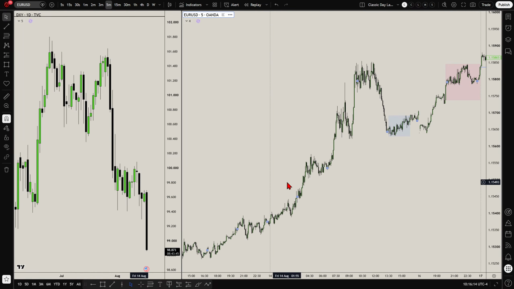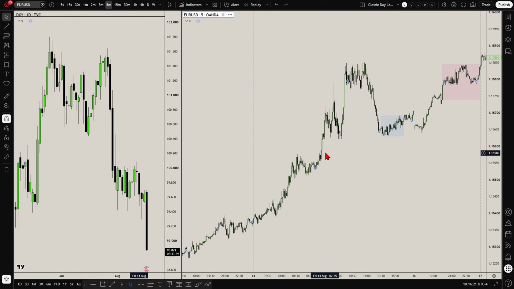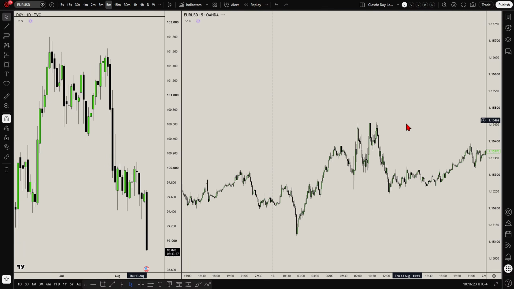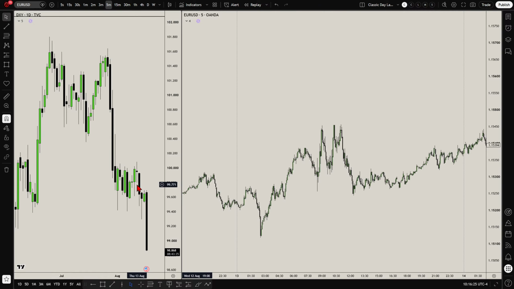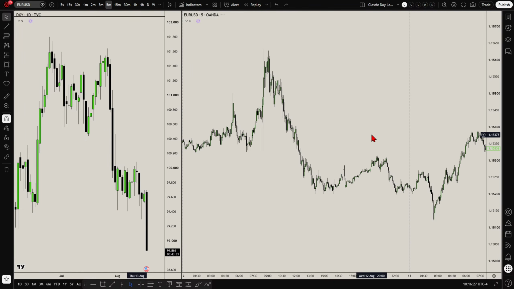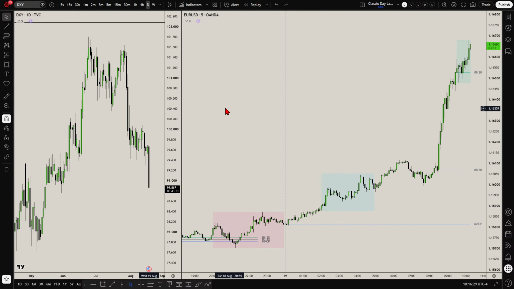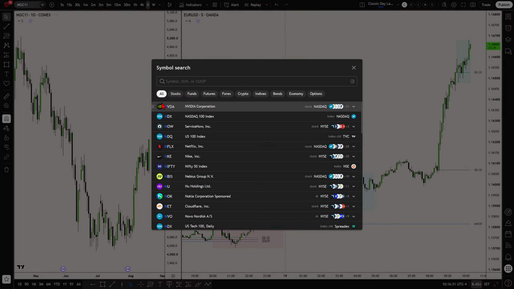And here, what day is that? 14th August. Sell-off day on dollar, big bullish day on NQ. Sorry, on euro dollar, that's good. Consolidates mainly, consolidates mainly.